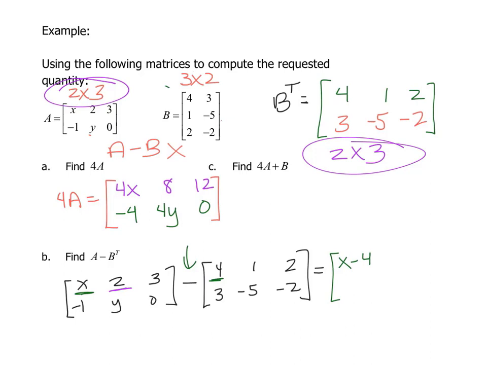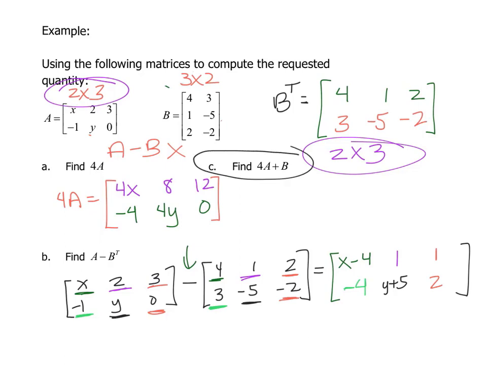Here I'm going to have 2 minus 1. 2 minus 1 is 1. Here I'm going to have 3 minus 2. 3 minus 2 is also 1. Next element, I'm going to have -1 minus 3. -1 minus 3, that's -4. Here I'm going to have y minus -5. So that's going to be y plus 5. And the last one, I have 0 minus -2. So that's 0 plus 2, or 2.